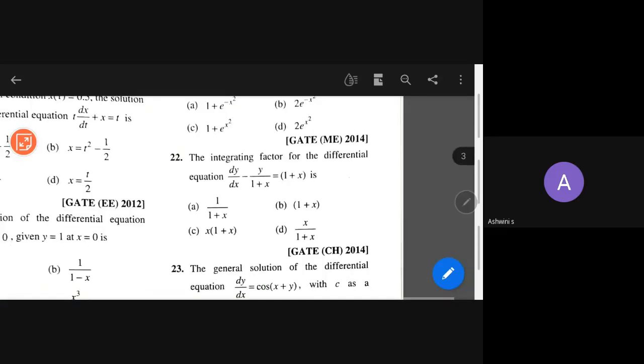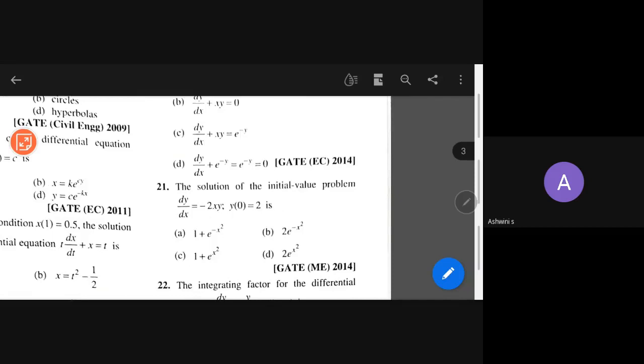And 21st, this is again a linear equation. This is a separable equation. 21st, straightforward one. We have done a good number of problems.